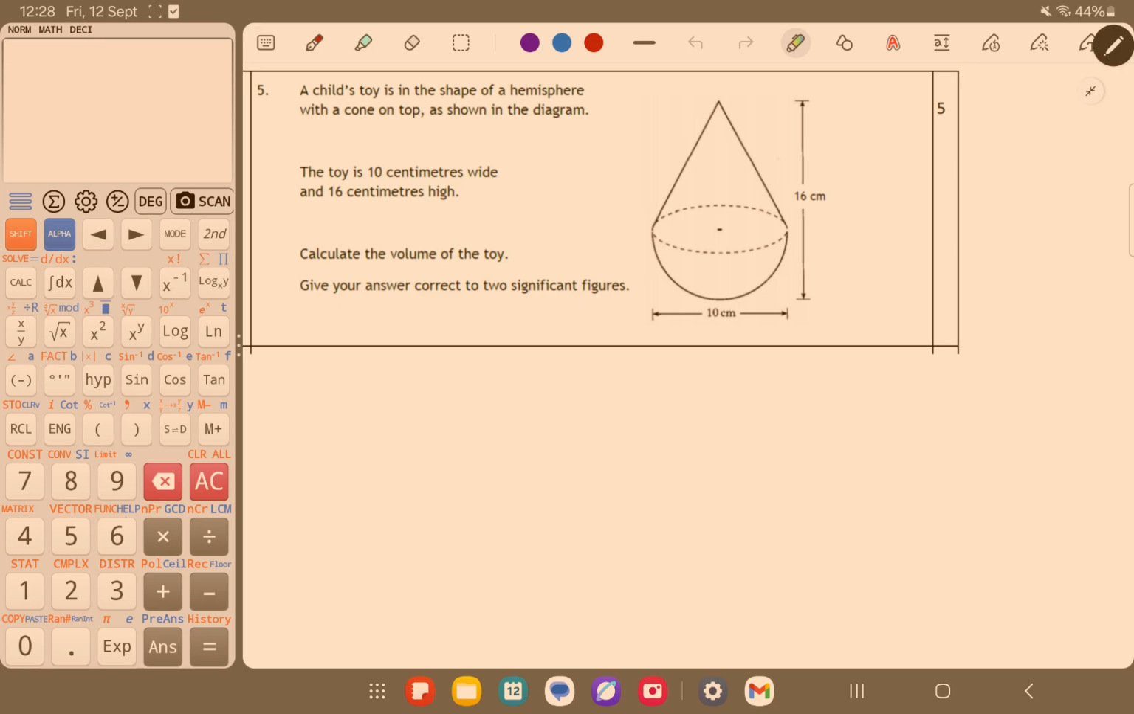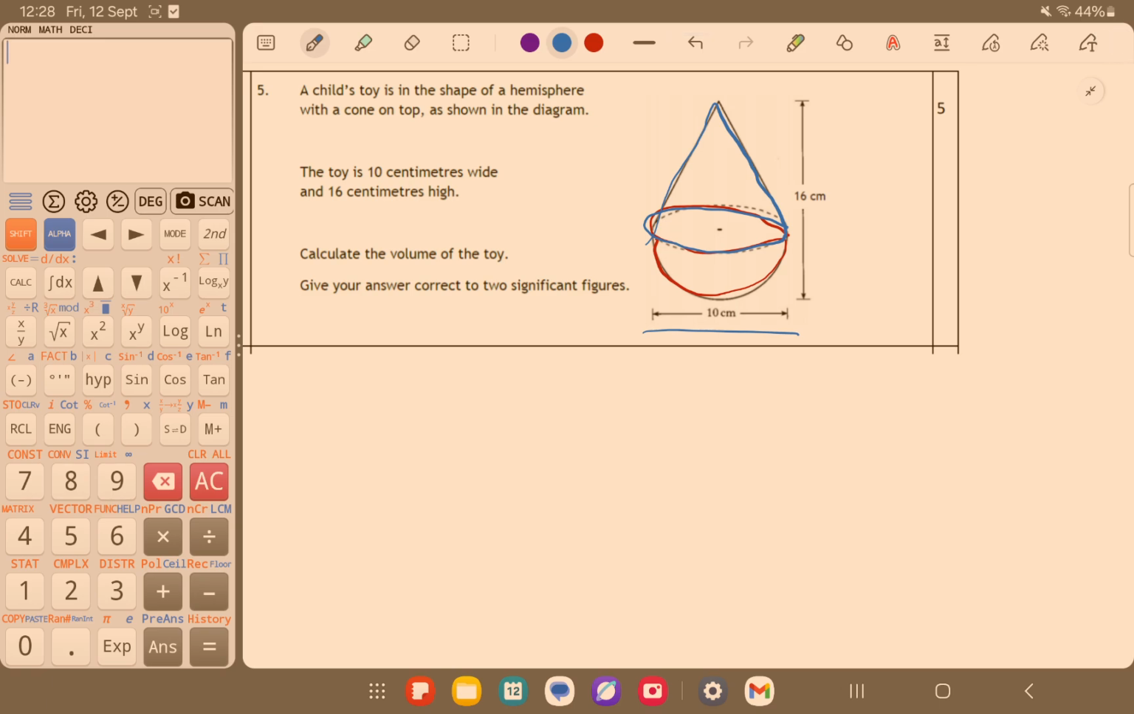So we've got two shapes. This is a compound shape. We've got a hemisphere at the bottom here, and we've also got the cone, which has been stuck on top of it, so it's been attached at the top. You can see that the cone and the hemisphere share this diameter right here, which is 10 centimeters. This is the width of the toy, which is the diameter of both the cone and the sphere.